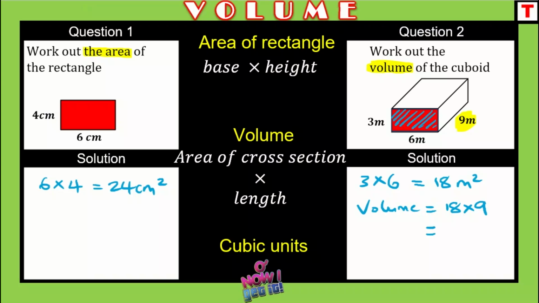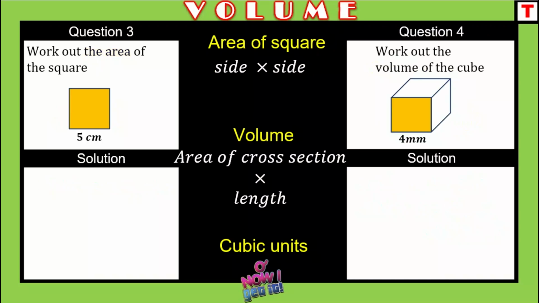And when we do this calculation, we can see here that we're going to be getting 162 meter and now cube, because we are going to be measuring in cubic units. Okay, so let's have a look at the next question.